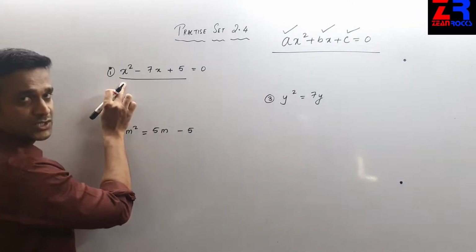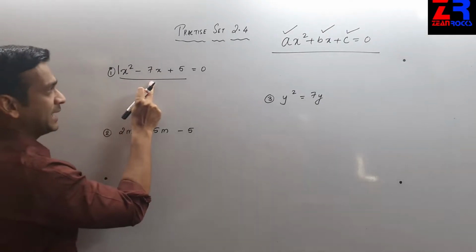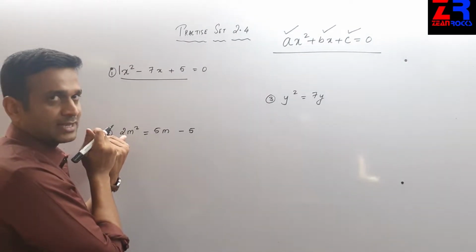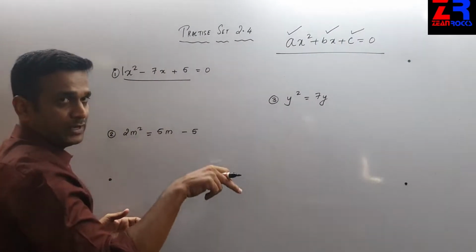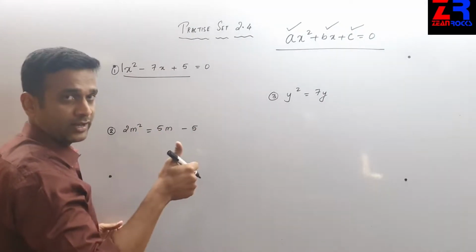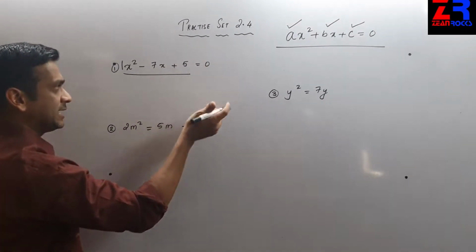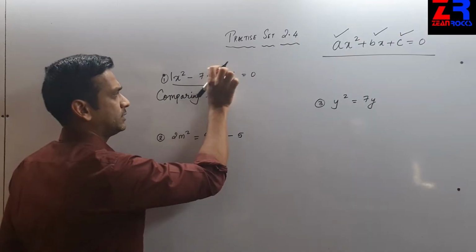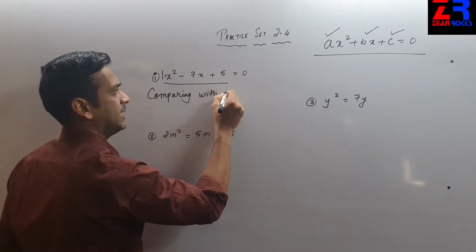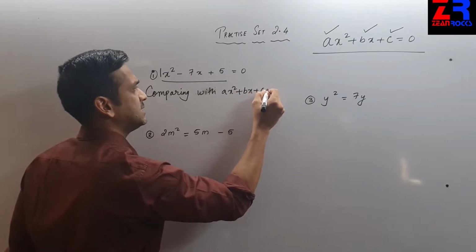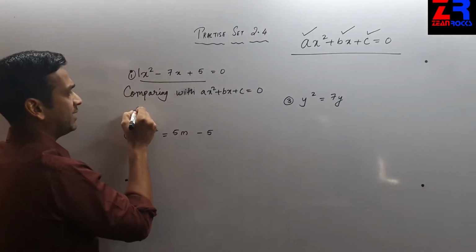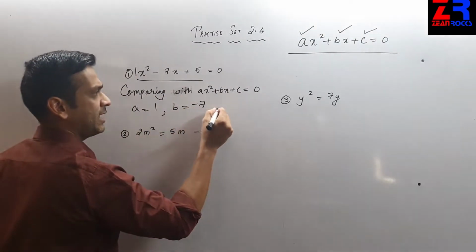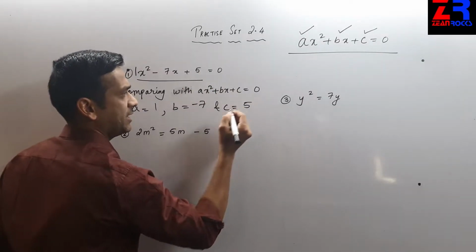For example, the first question says 1x square minus 7x plus 5 is equal to 0. All the terms are taken on the left hand side. There is a 0 on the right hand side. That means this question is properly arranged. If it is properly arranged, then I can write, comparing this question with ax square plus bx plus c is equal to 0, I will get the value of a as 1, b as minus 7 and c as 5.